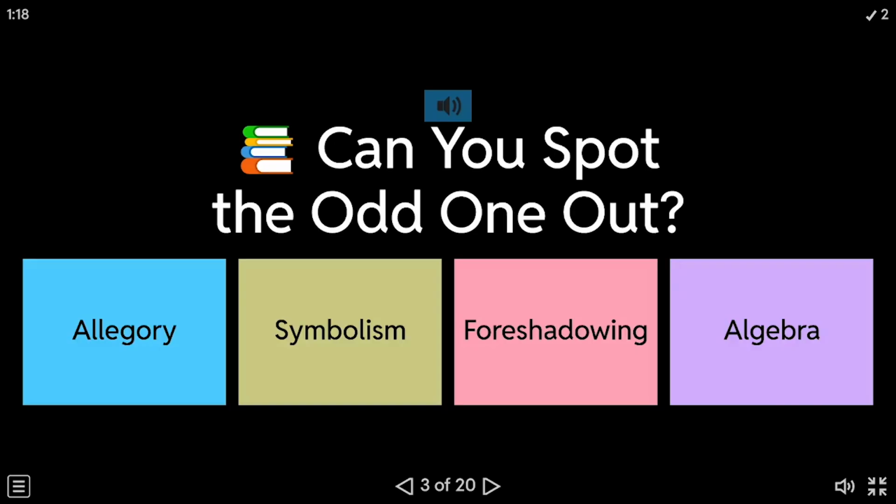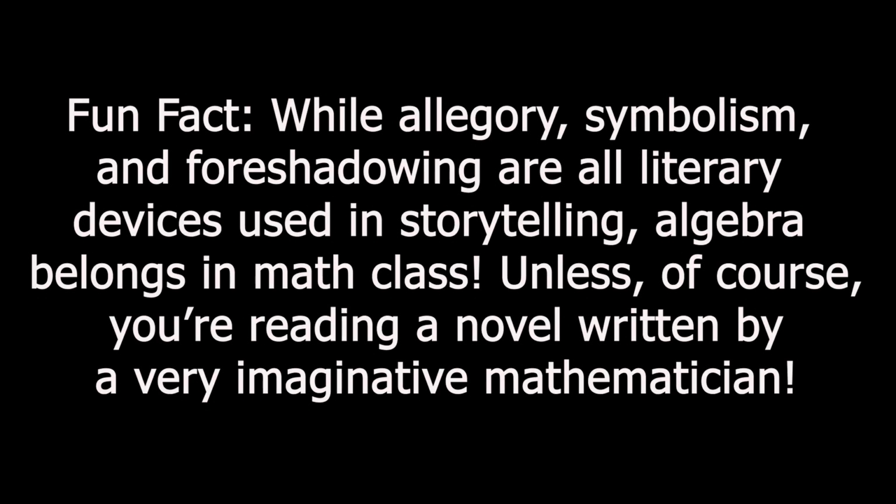Can you spot the odd one out? Allegory, symbolism, foreshadowing, algebra. The correct answer is algebra. While allegory, symbolism, and foreshadowing are all literary devices used in storytelling, algebra belongs in math class. Unless, of course, you're reading a novel written by a very imaginative mathematician.